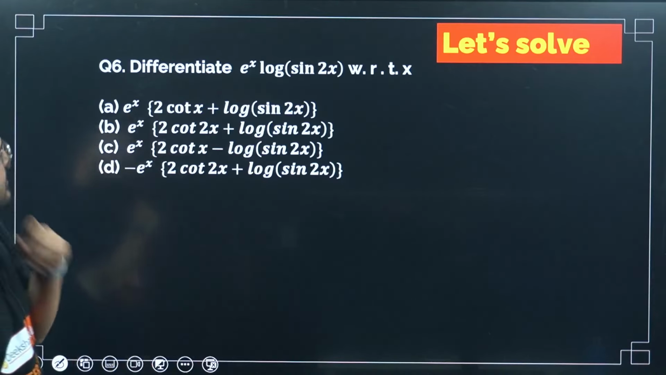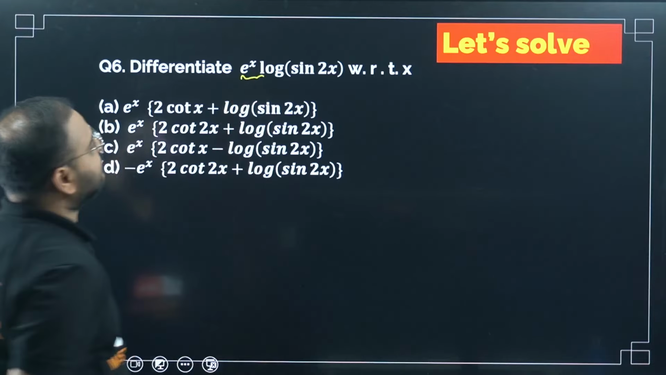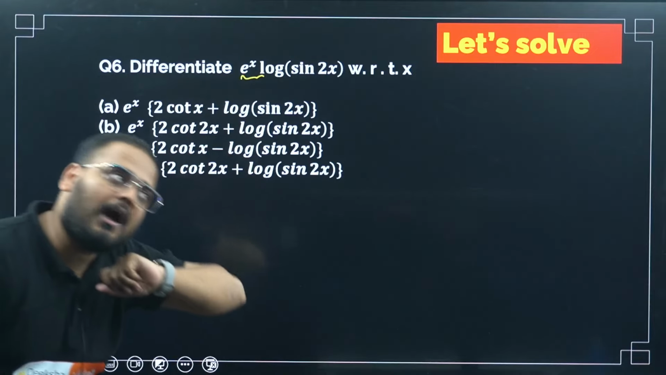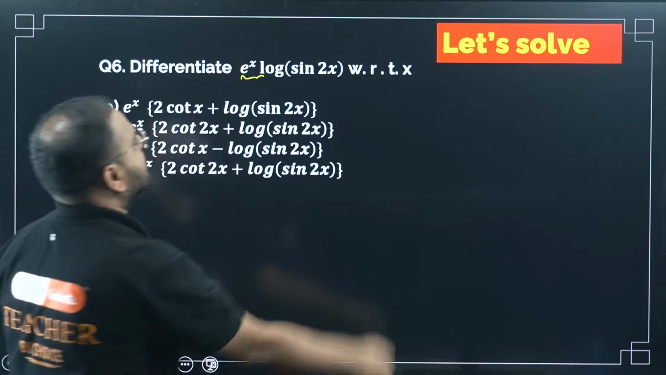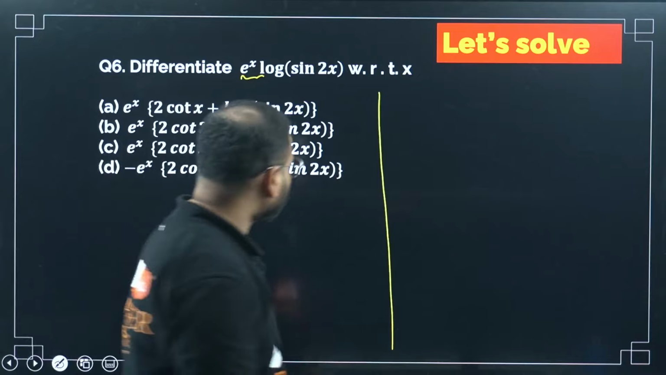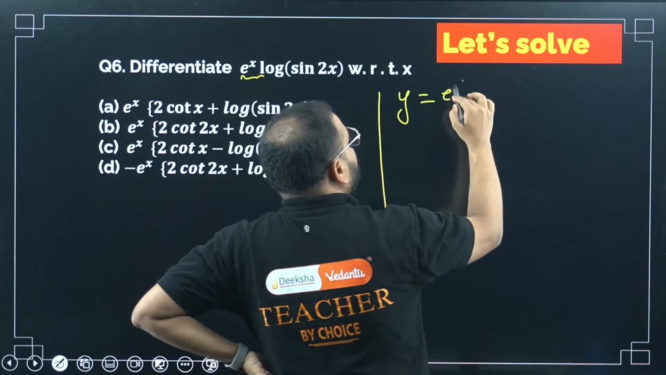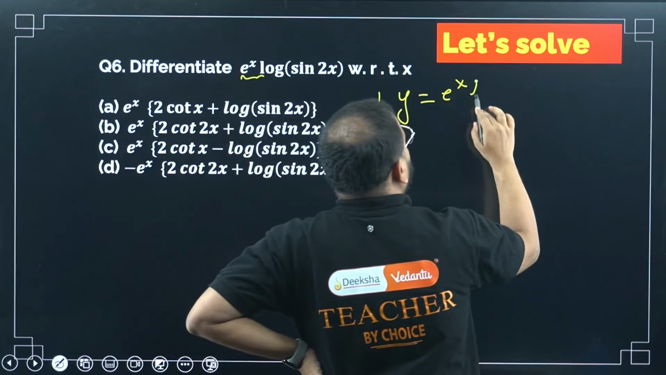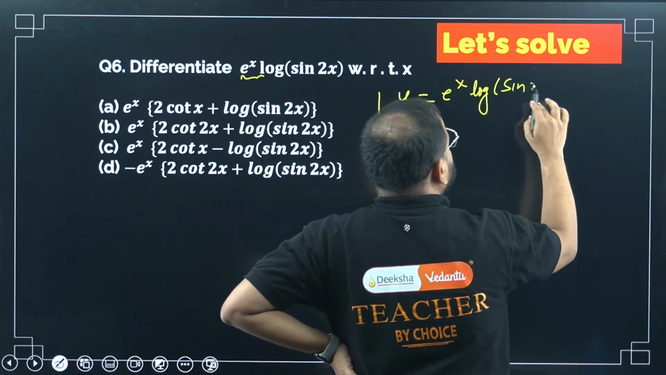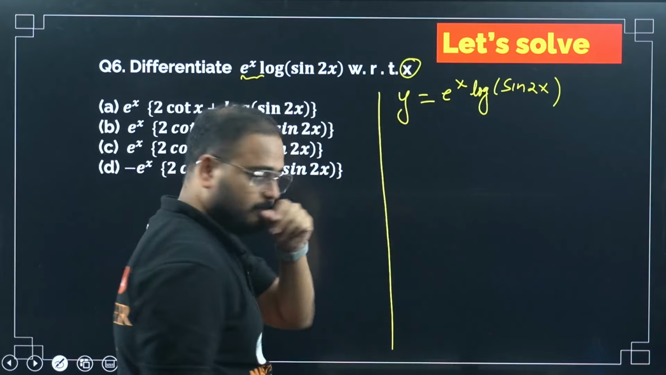Yes, I will have to use the product rule here. Please check, e power x is multiplying log. So e power x is one function, log of this is a different function, so I have to use the product rule. Let's write the function first. y equals e power x log of sine 2x. Differentiate with respect to x.